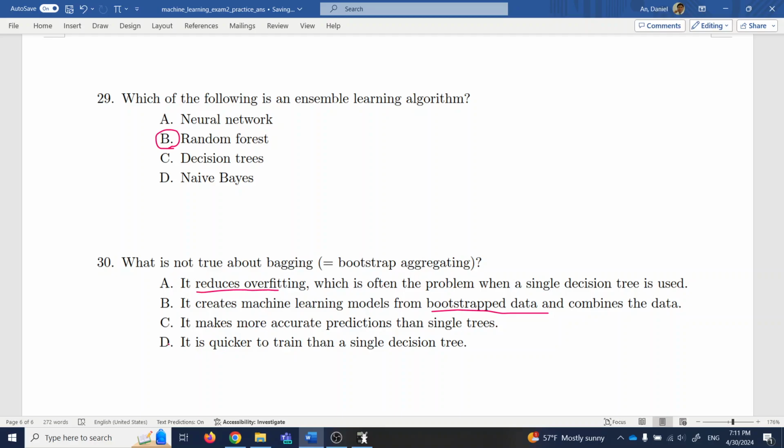Now it's false to say that it's quicker to train than a single decision tree because a single decision tree is just one single tree, so it's going to make a decision quickly. But for random forest, you need to ask many different trees for the conclusion, and you have to vote. So it takes more time to come up with a conclusion than a single decision tree.